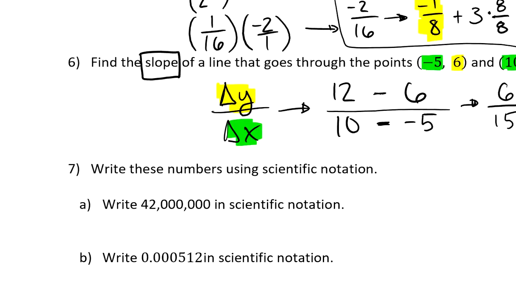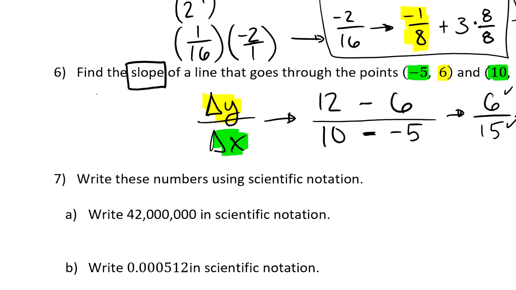2/5. So the slope of a line that goes through those 2 points would have this pattern of up 2 over 5. It would be a positive slope, up 2 units along y and then 5 units to the right along the x-axis.